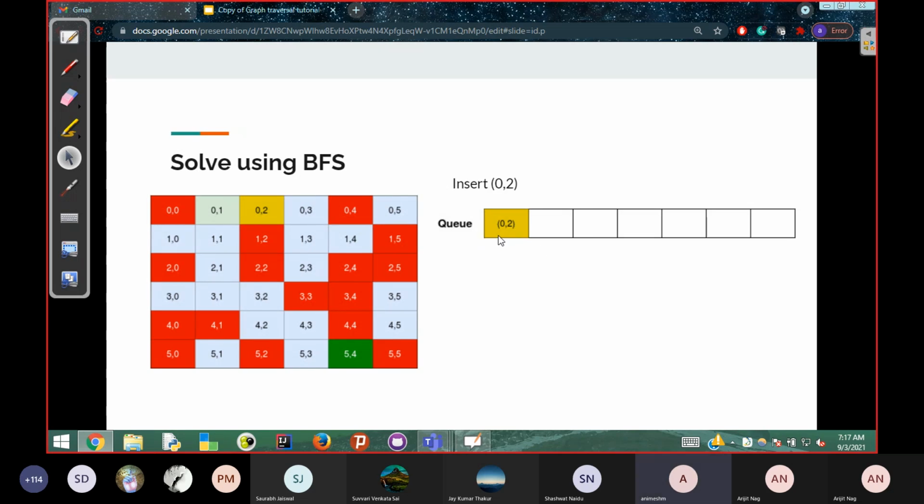Okay, so can you please mute because it's loud. Okay, so 0 2 in the queue.